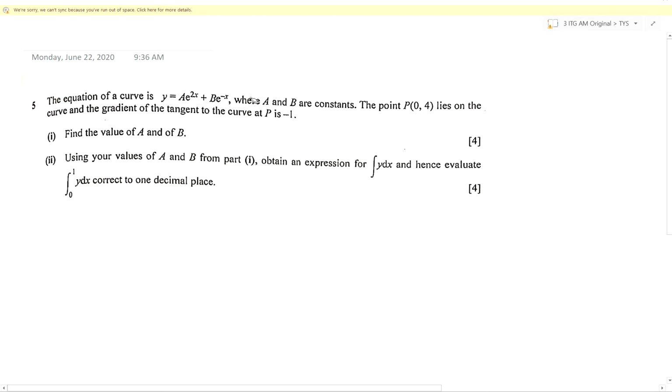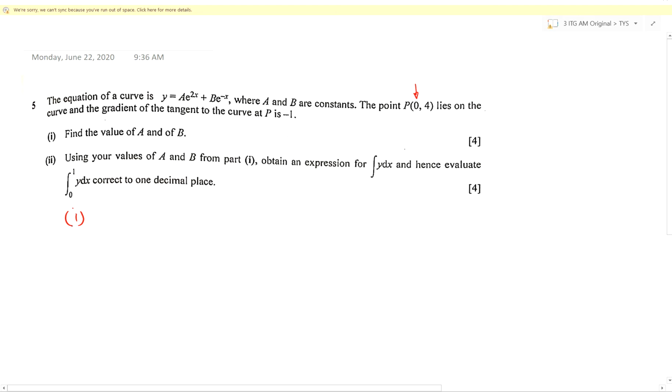Then the next point, they tell us that the gradient of the tangent to the curve at P is -1. So we know that dy/dx equals -1 when x equals 0. So then we will have two equations with two unknowns. And that is our approach to doing part 1.